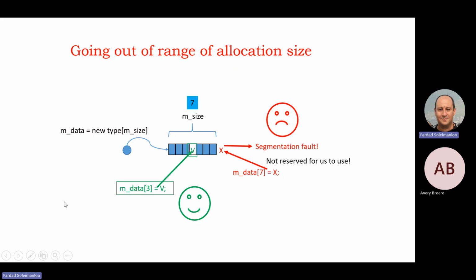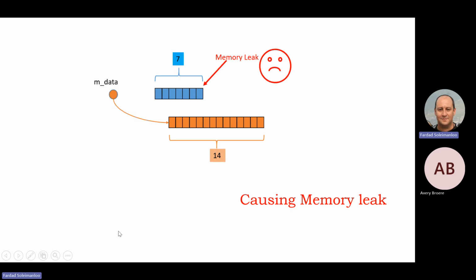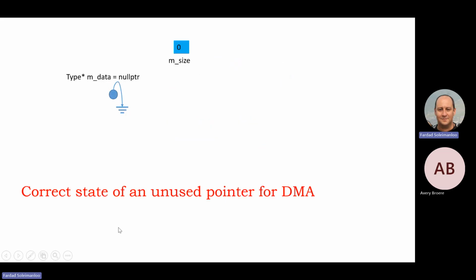And you have to make sure that when you are assigning the pointer to another piece of memory, you take care of the old one. Because if you just do that, you're going to have memory leak. The other piece remains orphan, and it's not going to go away until you restart your computer. And that's your memory leak. So we set the correct state of an unused memory.